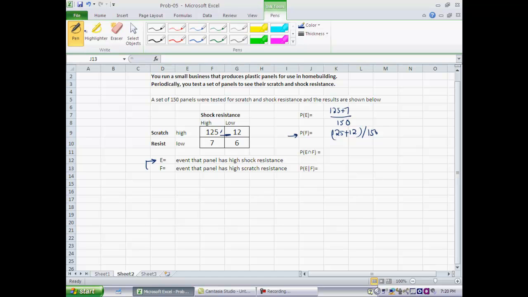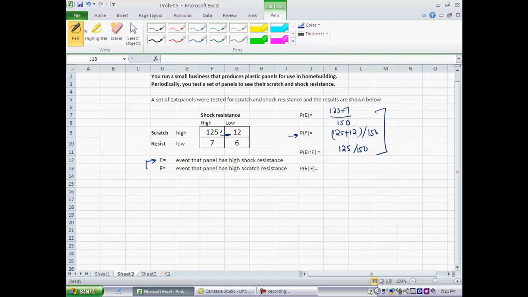The probability of E and F, you remember this definition from a previous clip. This consists of the set of outcomes that are both in E and in F. And we know from this grid that there are 125 such panels. So the probability is 125 divided by 150. And notice that for all these three probabilities that we just calculated, the denominator is 150 because there are 150 outcomes in the sample space. That is the set of all possible outcomes.